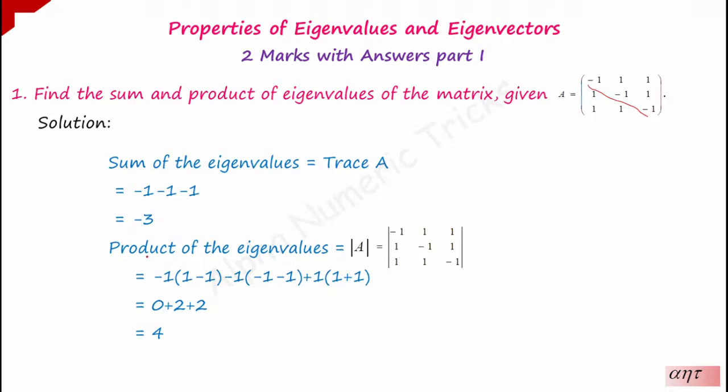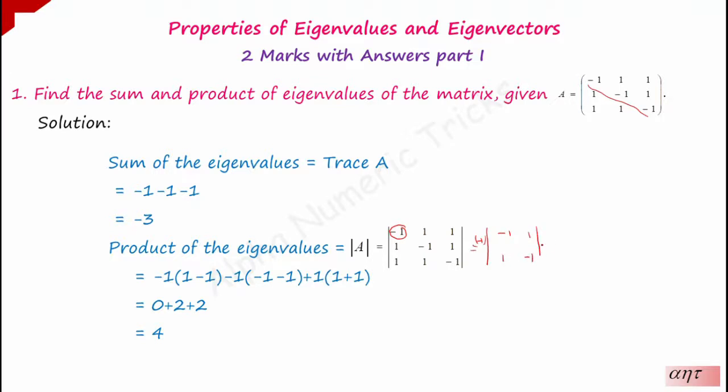Next, we will see the product of eigenvalues of the given matrix, which is equal to the determinant of A, using the property. First we have to find the determinant. Take the first diagonal element, -1, into the remaining elements after leaving the corresponding row and column. Write it here: [-1, 1; 1, -1].